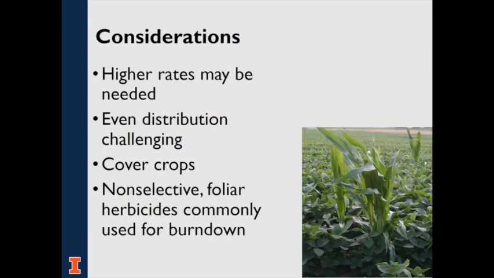Some considerations for conservation tillage systems include the following. Higher rates may be needed depending on increased weed populations and increased crop residue. Even distribution of soil-applied herbicides can be challenging. Cover crops may need to be killed. Non-selective foliar herbicides are commonly used for burndown of cover crops, grass, and early emerging weeds. Paraquat, glufosinate, and glyphosate are commonly used, but 2,4-D and dicamba may be used as well.